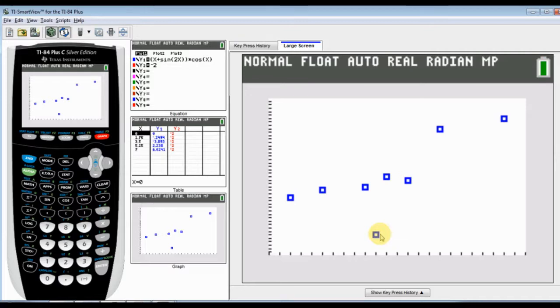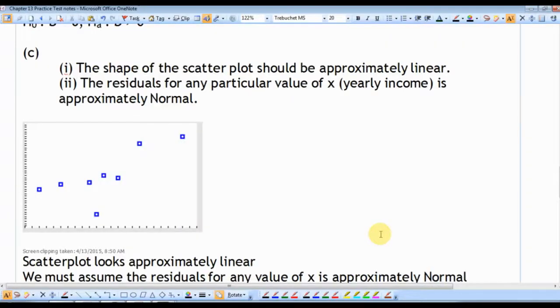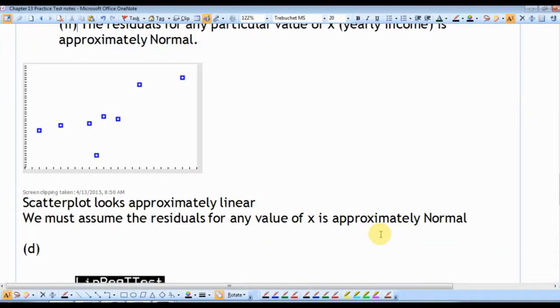Does it look linear? That might be debatable, but it does look like we have an upward trend. I'm going to say approximately linear is okay here. Okay? So it looks approximately linear.